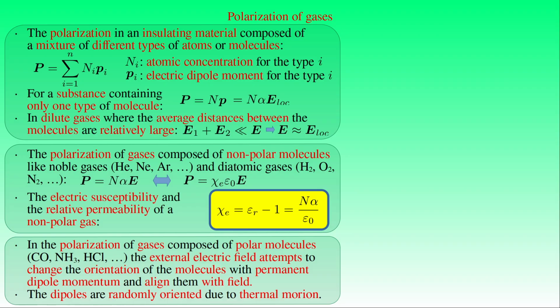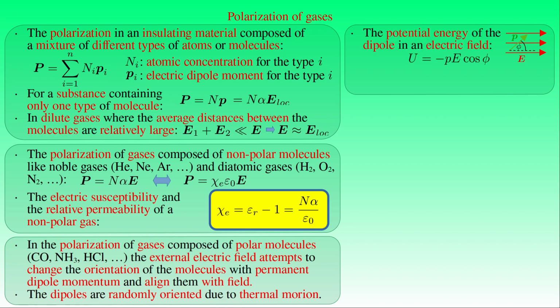When we studied electric dipoles, we found that the potential energy U of a dipole in a uniform electric field E is given by the negative projection of the dipole moment P of the dipole onto the electric field strength E. Then U can be written as the negative product of the magnitudes of the dipole moment P and the field strength E, times the cosine of the angle phi between the direction of the axis of the dipole and the electric field.